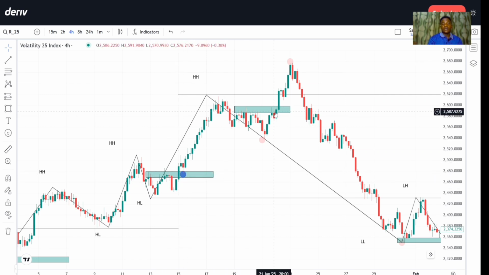So also here, we have a resistance, several touches. After breaking this level, we are expecting the price to retrace back to this zone and enter a buy, but unfortunately the market keeps trending upward, so you let it be.